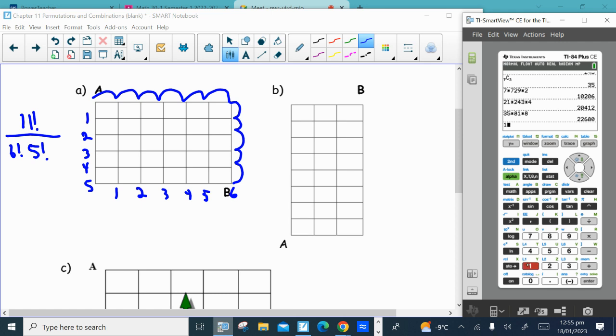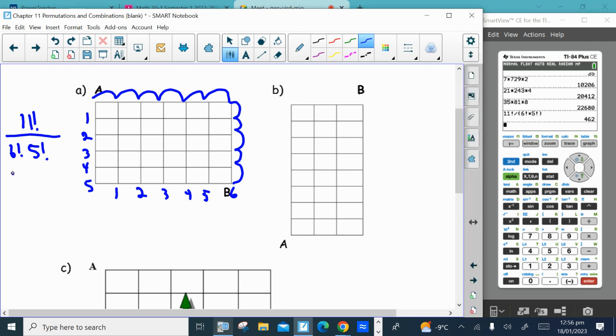So we'll have 11 factorial divided by, and in brackets, because I have two factors on the bottom, 6 factorial times 5 factorial. Gives us 462. That's one way to do it.